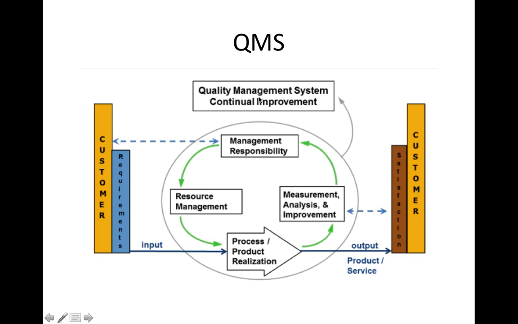So the idea of a quality management system is that you're continuously improving the quality of your product, right? Essentially, on the left hand side you have customer requirements, and on the right hand side you have customer satisfaction, right? So management's responsibility is basically to listen to the customer's requirements, manage the resources necessary to make those requirements happen, start producing the product, and then start pushing that product out.